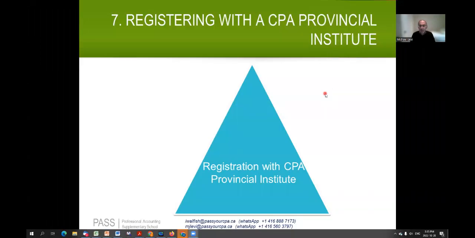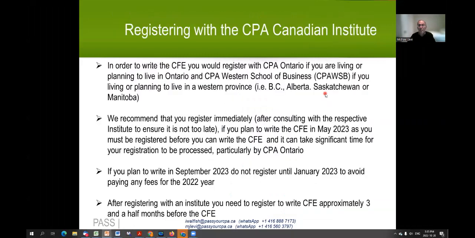Let's talk now about registration with the CPA Provincial Institute. In order to write the CFE, you would register with CPA Ontario if you're planning on living or already live in Ontario. So for example, if you already live or are planning to live in Toronto or Brampton, you would register with CPA Ontario. And you would register with CPA Western School of Business, known as CPA WSB, if you're living or planning to live in one of the Western provinces, BC, Alberta, Saskatchewan, or Manitoba. There are many Indian CAs, for example, who live in Vancouver or areas around Vancouver. They would be writing in BC. Vancouver is the major city in BC.